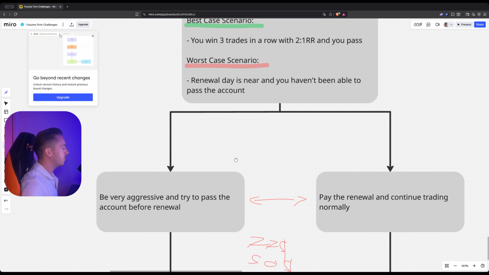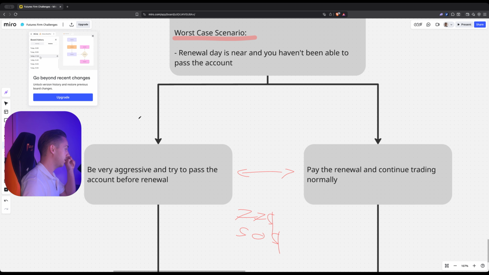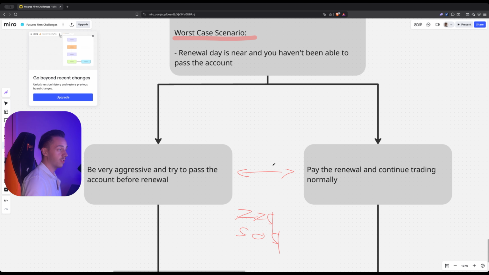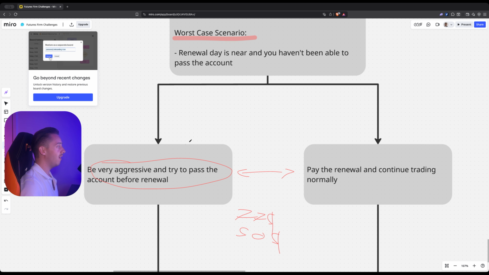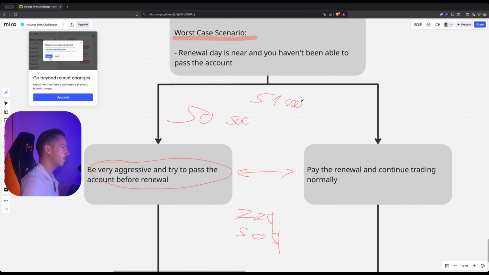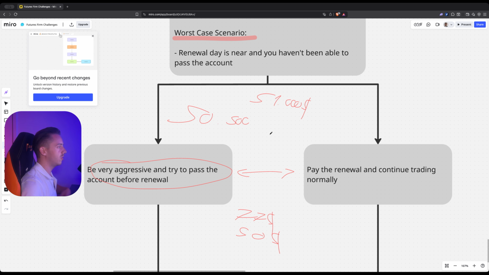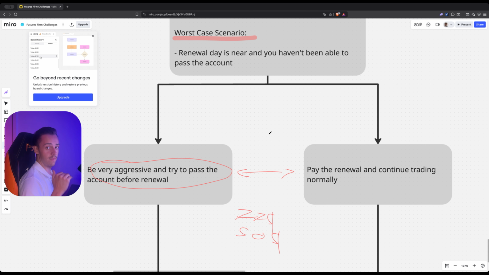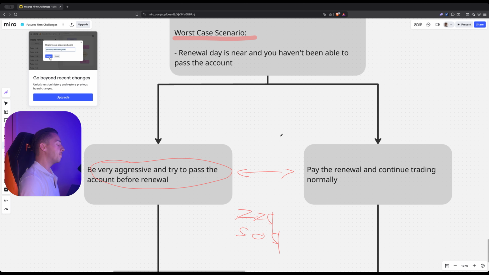One is to be very aggressive and try to pass the account before the renewal. The other one is you pay the renewal and continue trading normally. Now, I only recommend this approach if you're still stuck at, I don't know, 50,500, 51,000 something. This is where I recommend you just use this. You just go aggressive and you try to pass the challenge like 2 days before. Always keep in mind the 50% consistency rule.